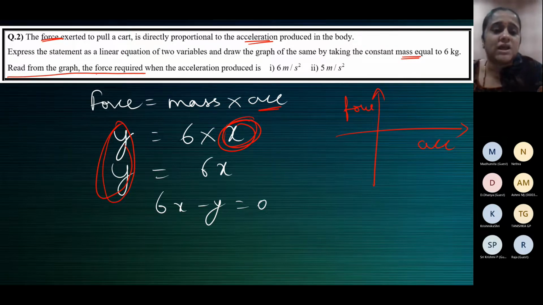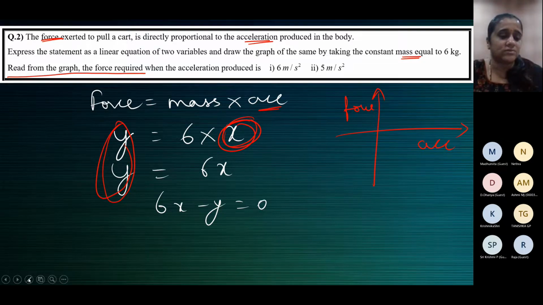So you need to read from the graph the force required when the acceleration produced is 6 meters per second square and 5 meters per second square. So first let's make the graph, children, and then we'll understand how to answer the questions.